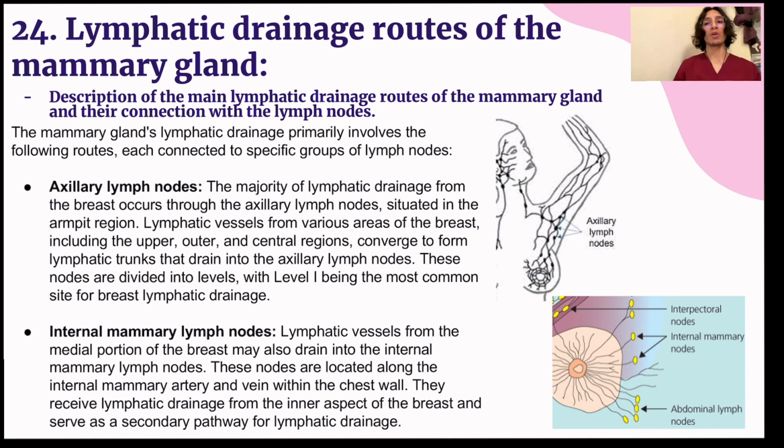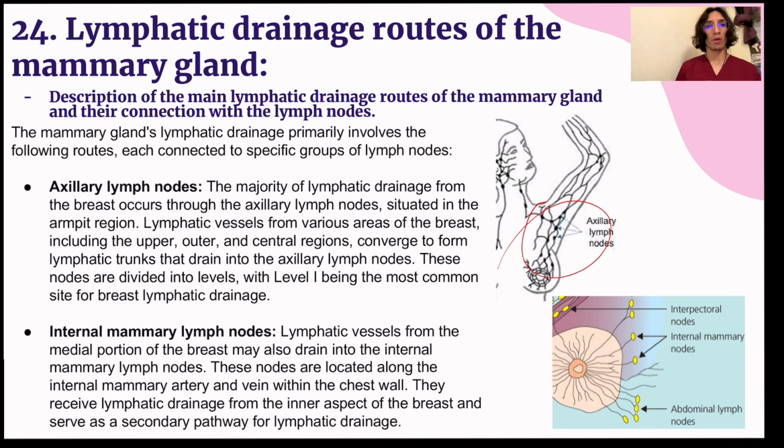Lymphatic drainage routes of the mammary gland. Axillary lymph nodes. The majority of lymphatic drainage from the breast occurs through the axillary lymph nodes, situated in the armpit region. Lymphatic vessels from various areas of the breast, including the upper, outer, and central regions, converge to form lymphatic trunks that drain into the axillary lymph nodes. These nodes are divided into levels, with level 1 being the most common site for breast lymphatic drainage.